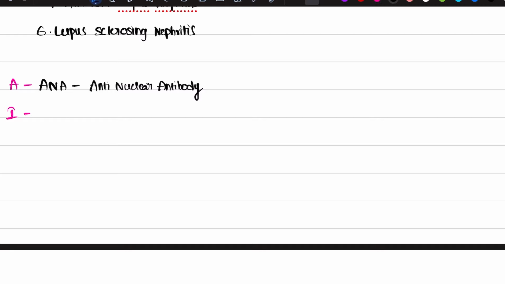In I, we are going to see the immunological findings. In immunological findings we are going to get many antibodies. These are the most important things in this topic, and you need to remember everything. I'll tell you the mnemonics, how to remember these things easily.